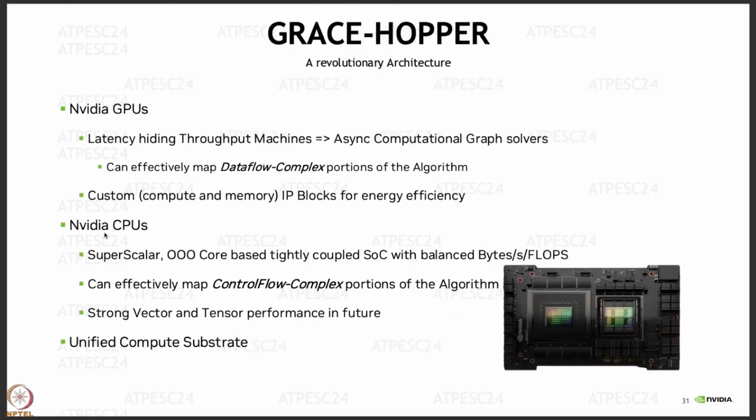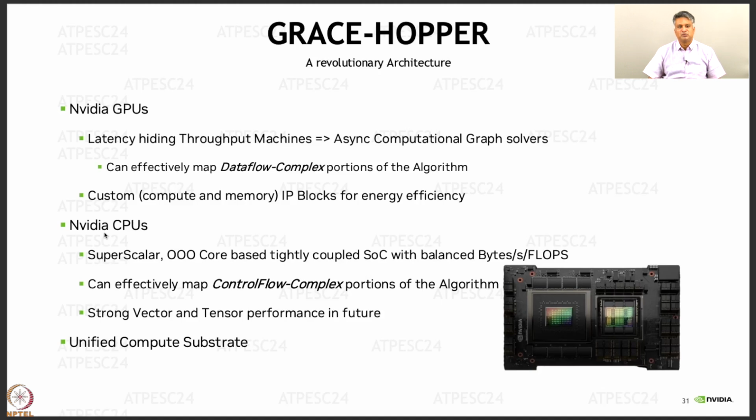So if you look at the Grace Hopper combination, this is a new revolutionary architecture. It does latency hiding throughput machines. It basically does asynchronous computational graph solvers. It can basically effectively map data flow complex portions of the algorithms. It also has custom IP blocks for energy efficiency.